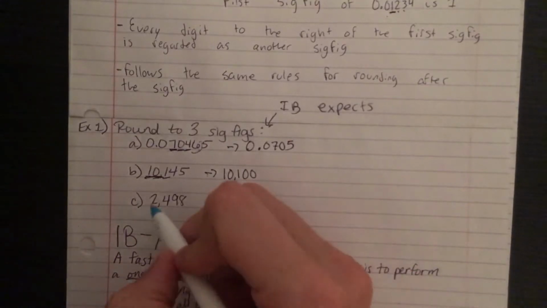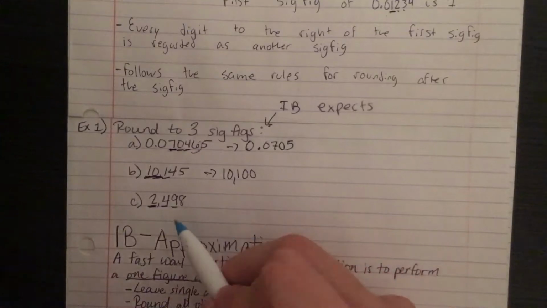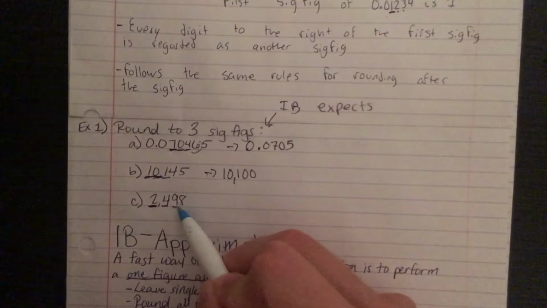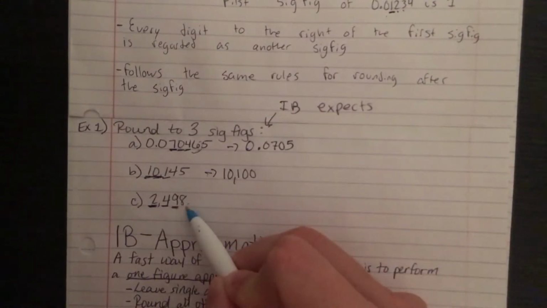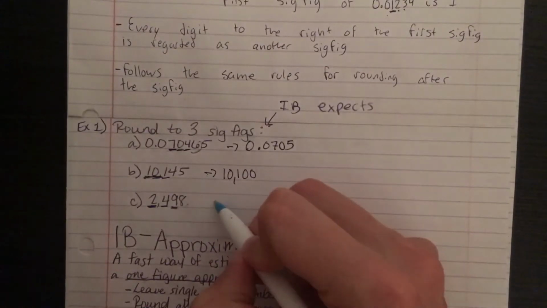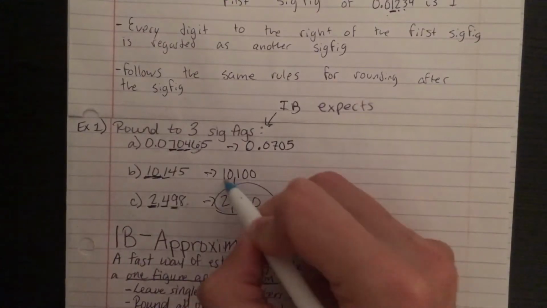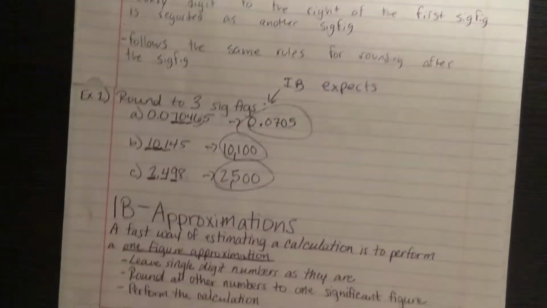And then the last one here, we've got 2,498. So our first 3 sig figs are right there. We're going to say 1, 2, 3. So this is where we're going to round to. Since that 8 right there is above 5, we're going to round this up to an even 2,500. And if you're looking at that and you're like, wait a second, Mr. Price, I need some more examples, trust me, we will get a couple more.